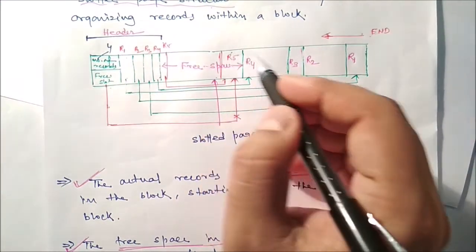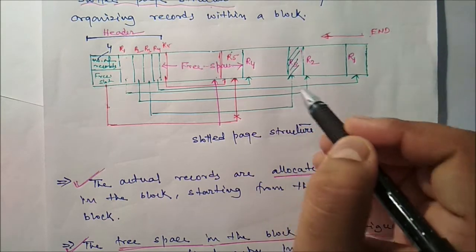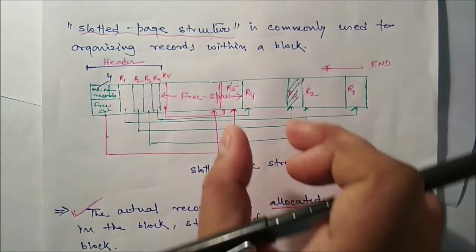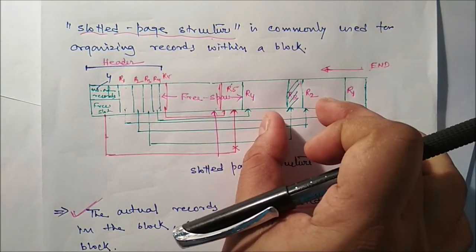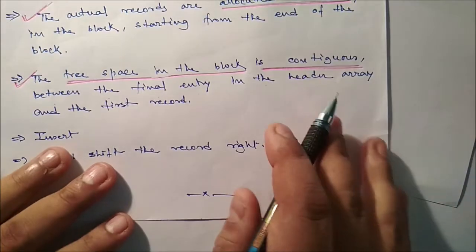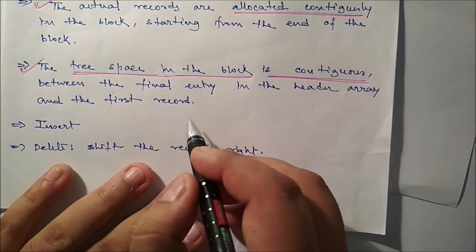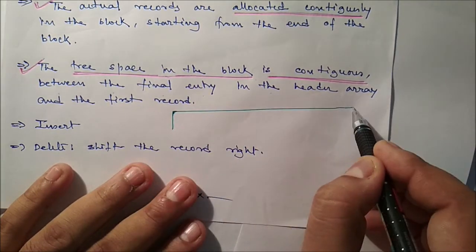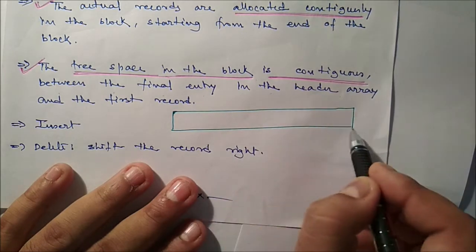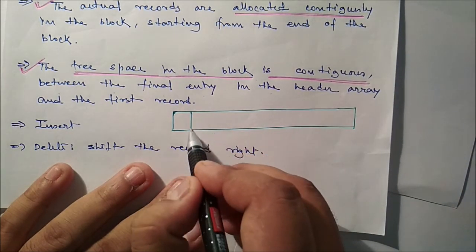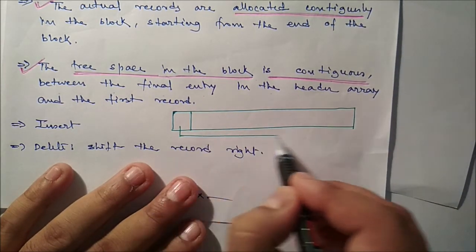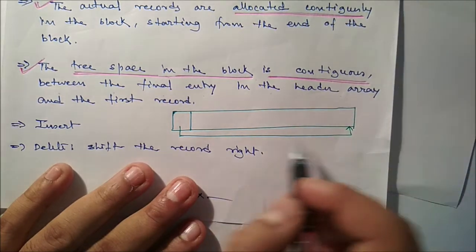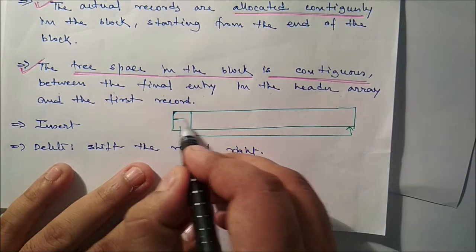Suppose you want to delete a particular record, so we have to shift all the records to the right side. Are you getting this one? So see, there is one header, and here is our record area. Initially the free slot is what? This is nothing but our free slot, because no record is there, and the number of records is 0.